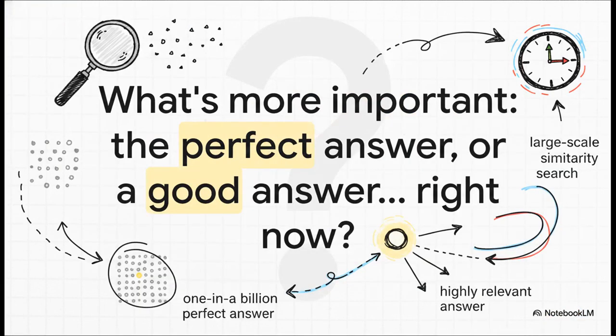And all of this leaves us with one final thought to chew on. In a world with practically infinite data, where speed is everything, what really matters more? Is it finding that 1 in a billion mathematically perfect answer? Or is it finding a really, really good answer instantly? That's the core question that FAISS helps the architects of our digital world answer every single day.